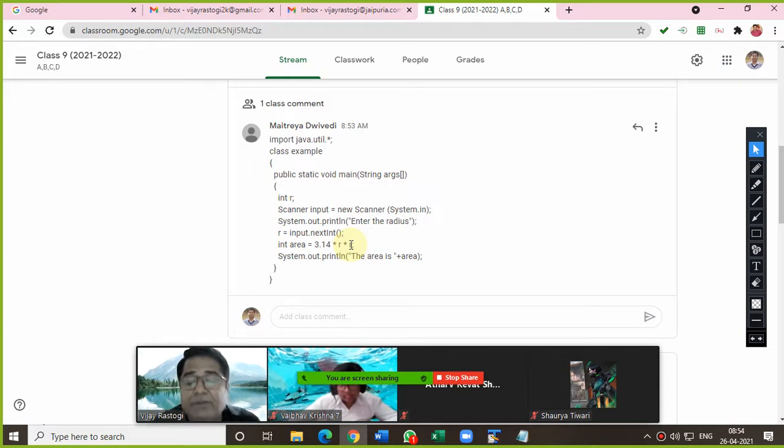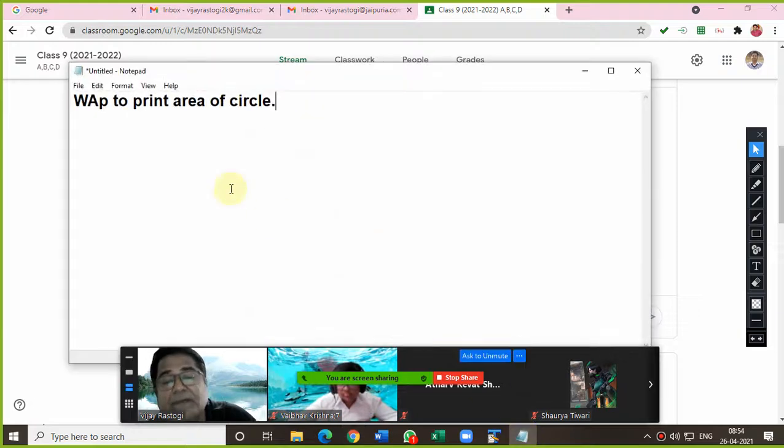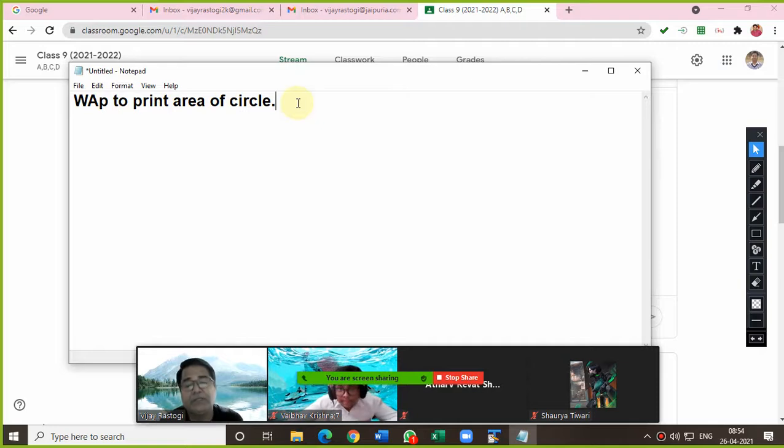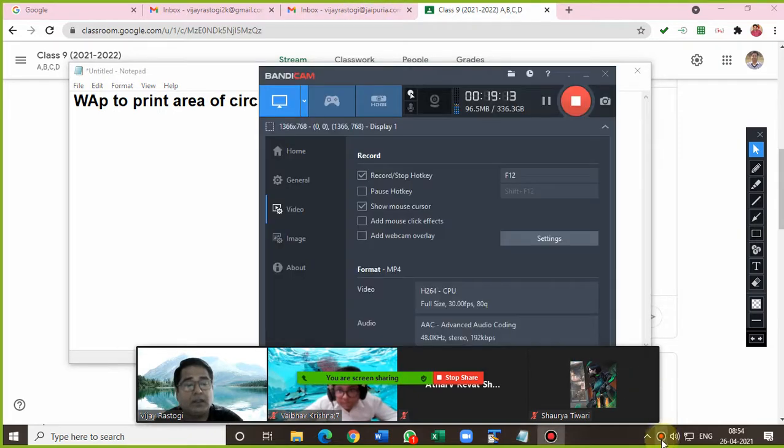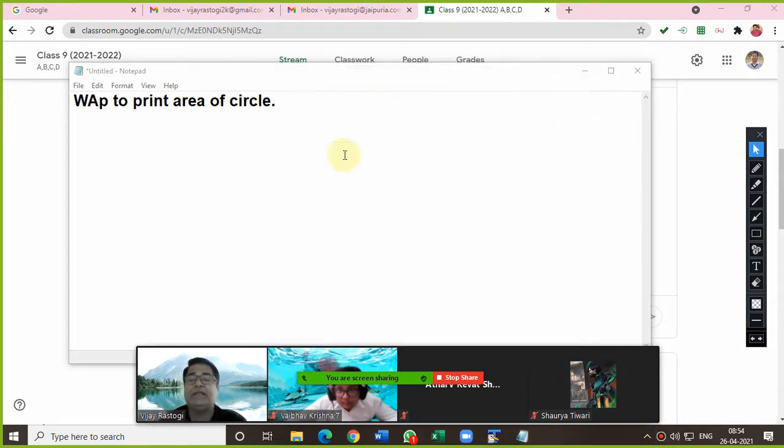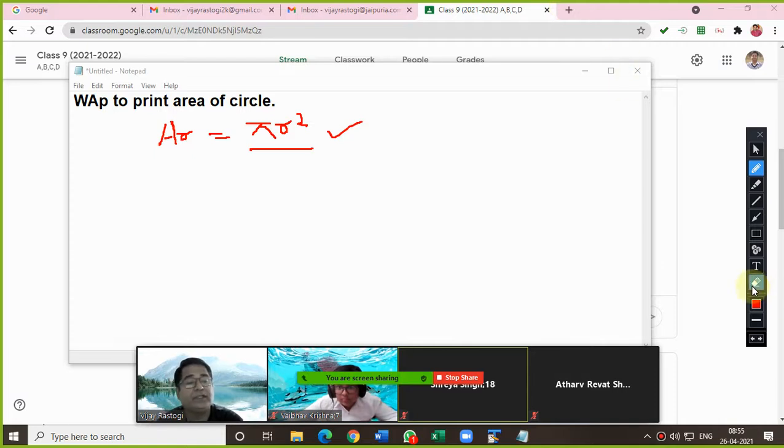Sir, can you repeat the question? But my question was very easy. The question was to print the area of a circle, it is on your screen. Beta, the formula you must be knowing, you are in class 9. Area equals pi r square. I have written pi r square for you, where the value of pi is already fixed, that is 3.14.